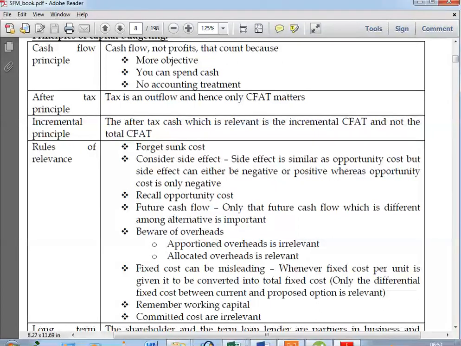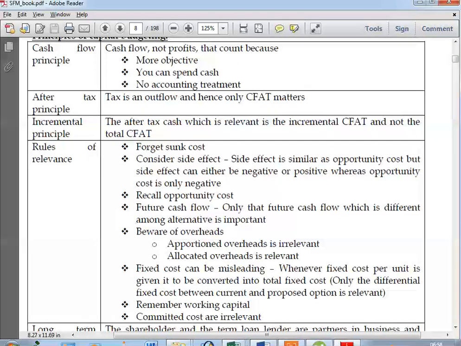Now, when I talked about opportunity cost, I gave an example of my own factory. I am going to do a project, and I am going to put up my project in my own premises. This premises was being rented out to somebody. So in that case, it's an opportunity cost. Now, what can be a side effect?